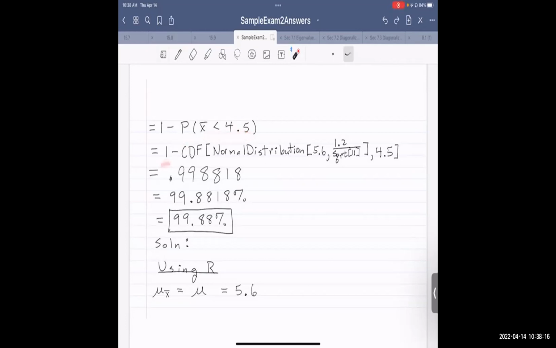And so I'm going to type in 1 minus CDF of the normal distribution with parameters. The mean is 5.6. The standard deviation is 1.2 over the square root of 11. And I'll get rid of everything less than 4.5.